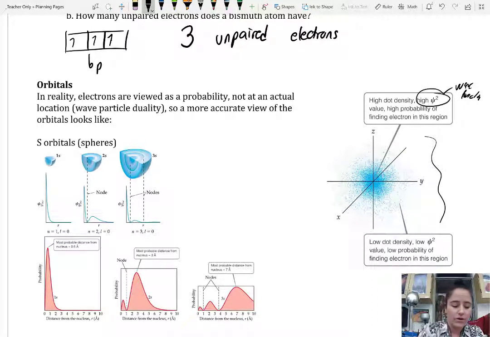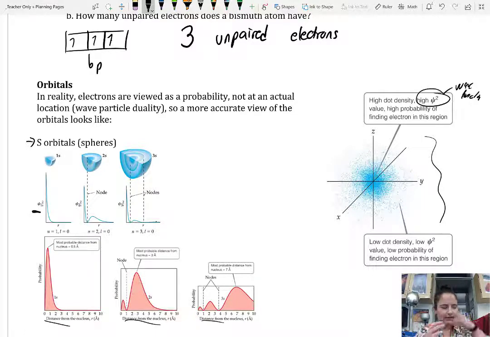You will see that often in a graph for the sphere. You can see for 1s, you're really likely to find it super close to the nucleus, and then a little bit less likely farther out. For the 2s, there's that little bump, okay, of where you might be likely to find it. And same for the 3s, okay? These little bumps of where you're going to find that electron, based on the distance from that nucleus. Okay, cool?